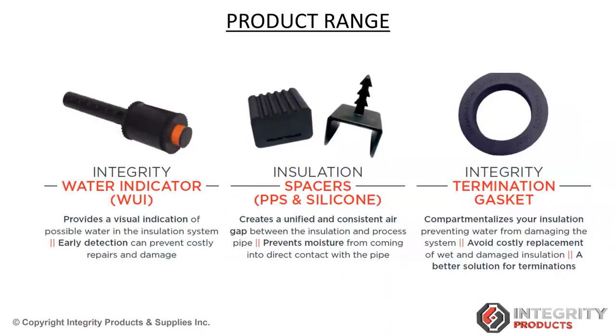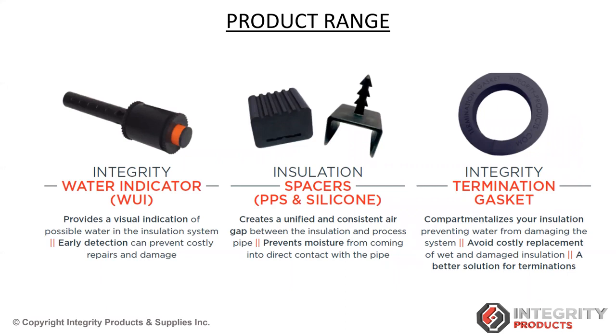So just to look through some of the rest of our product range here, which we'll go into more detail in upcoming webinars. We have our Integrity water indicator, which gives you an early indication of moisture under your insulation. We've got our insulation spacers, and we do this in 2 different ways. We've got a silicone block and then a polyphenylene sulfide device that just stabs into the insulation. Our Integrity termination gaskets form a watertight seal for any termination point in your insulation system.